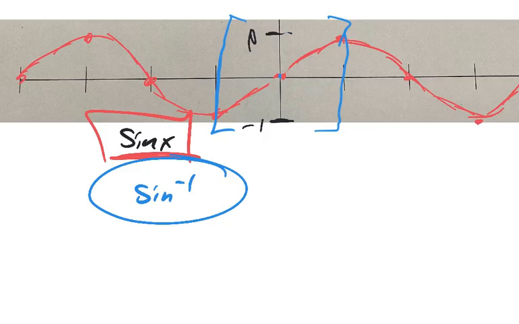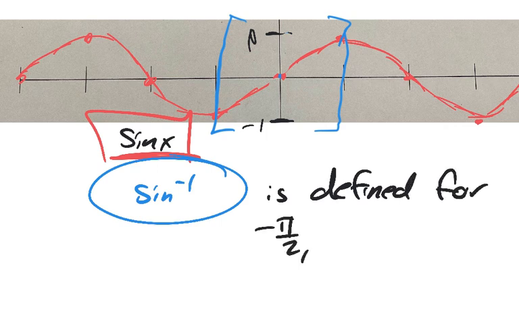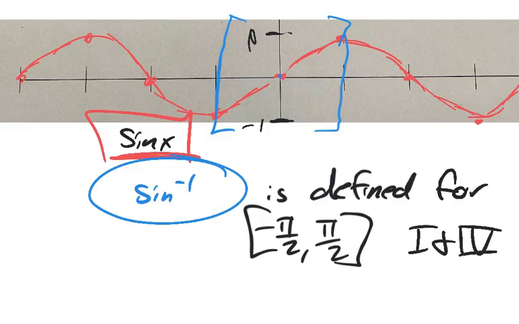Right? So, here's what we're going to say. Inverse sine is defined for negative pi over 2 to pi over 2. In other words, the first and fourth quadrants. So now, going back to my original question. Now that we know inverse sine is only defined for answers between negative pi over 2 and pi over 2, that restricts the domain to make us have a 1-to-1 function.